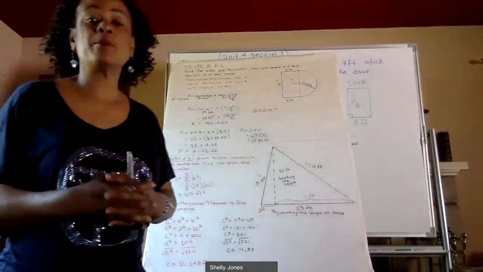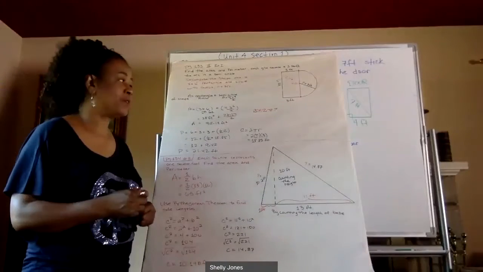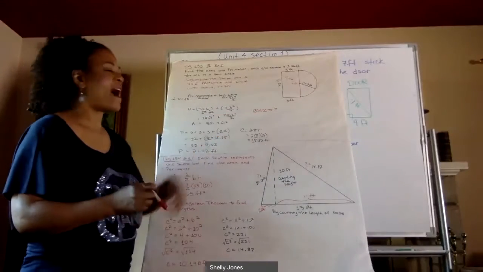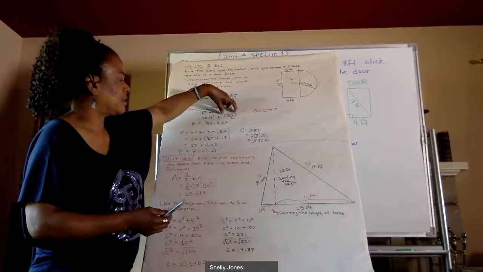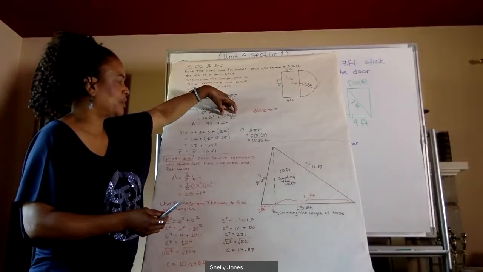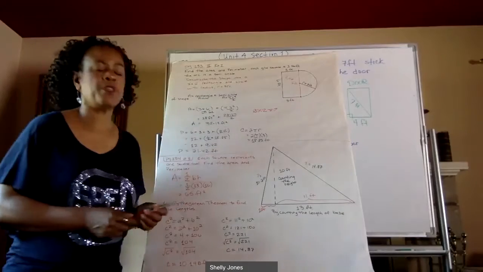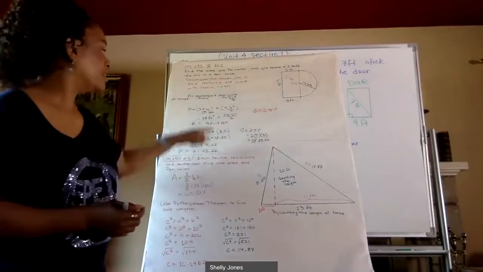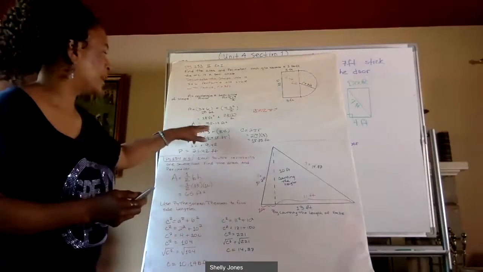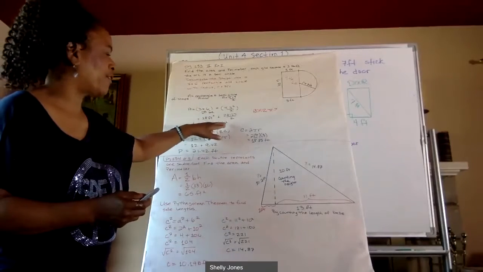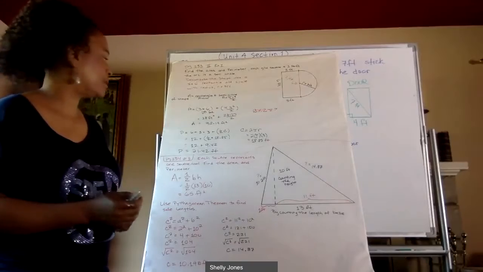So 9 times pi is 28.27, and I use my calculator to figure that out, but I only need half of that. So this is the area of the whole circle. I take half of that, add it to 18, and I end up with 32.14 square feet. When we're doing feet, we need to make sure that we have square feet because we're doing area.